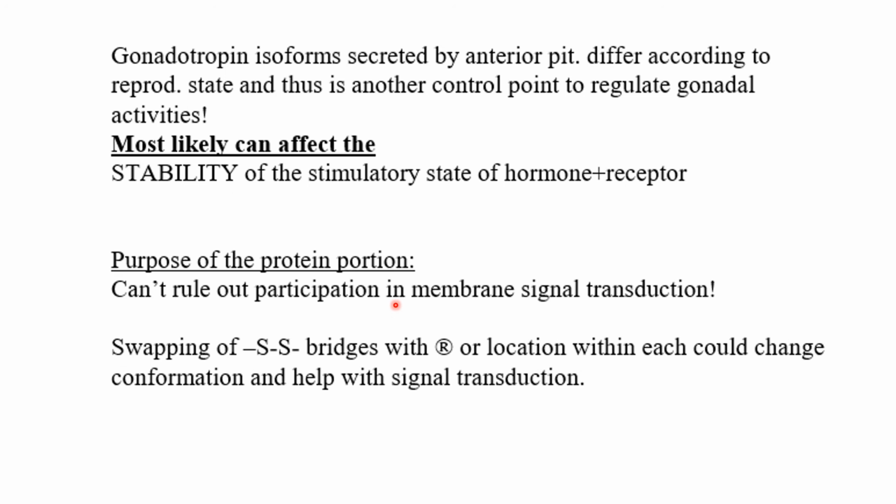They are secreted. They are flowing through the blood system. And they can differ according to if she's maybe getting ready to ovulate or she's got a CL present. And all I'm saying here is gonadotropin isoforms secreted by the pituitary gland provide another control point in the regulation of the ovary and regulation of the testicle, and they exist. Okay? So that's enough for this chapter.